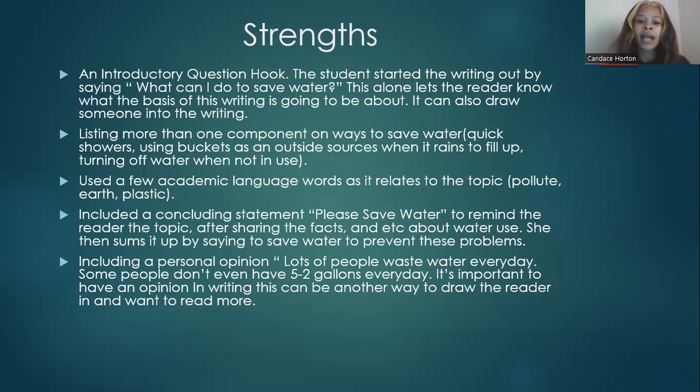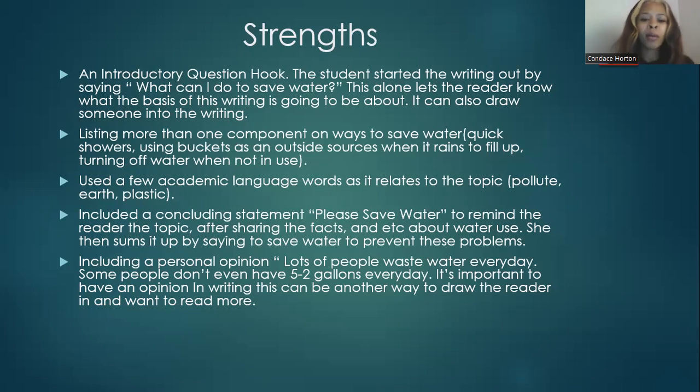The student also had a concluding statement. So she said, please save water. And although it was short, this is still a strength because you're ending off your writing and you want to remind the reader of the topic and what you want that reader to do. So after she shared a few facts about water use, she summed it up in the end by saying to save water to prevent those problems, because that's what she wanted the reader to do. So I identified this as a strength. Although it was a short concluding statement, it was still a strength that she provided this in her writing.